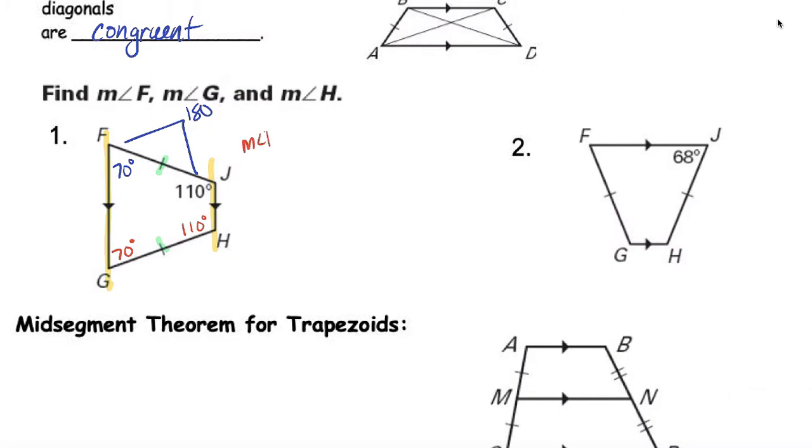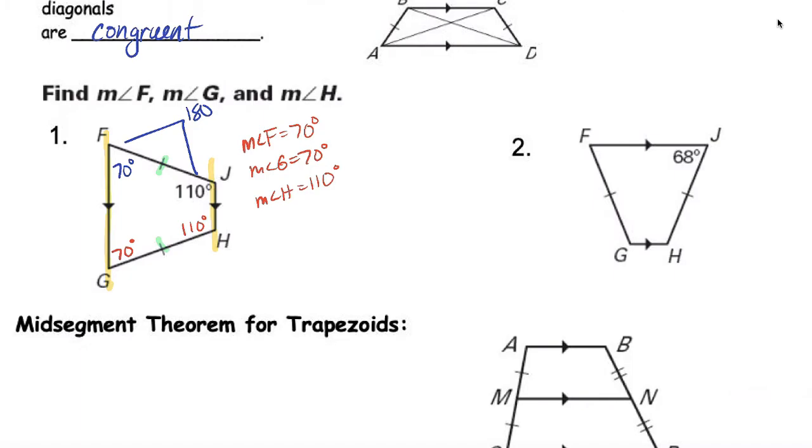So the measure of angle F is 70. The measure of G is 70 as well. And the measure of H is 110. And being a quadrilateral, all of the angles of this trapezoid should add to 360. Let's look at question 2.